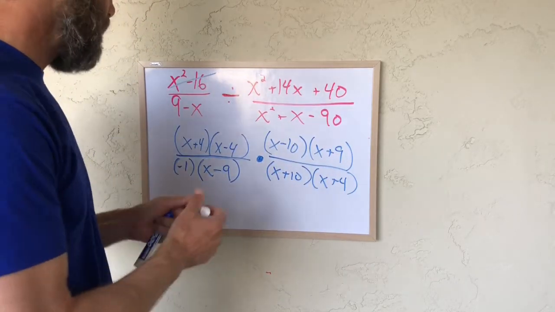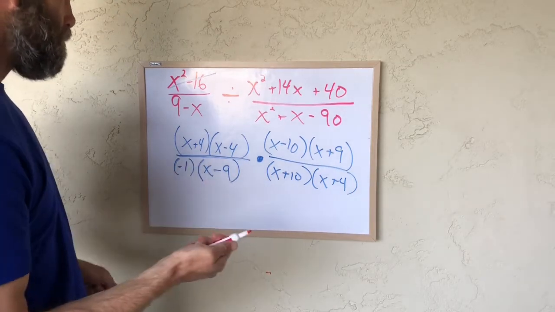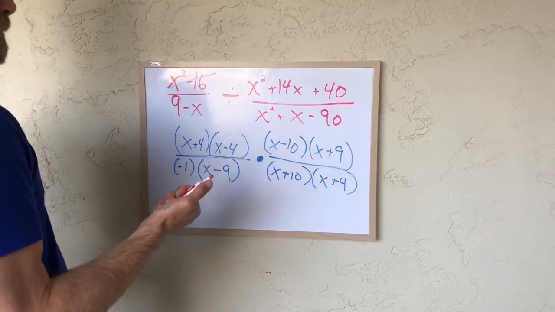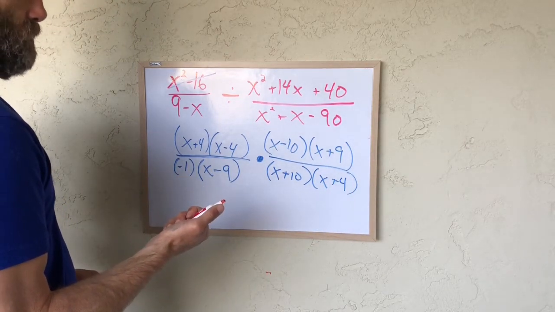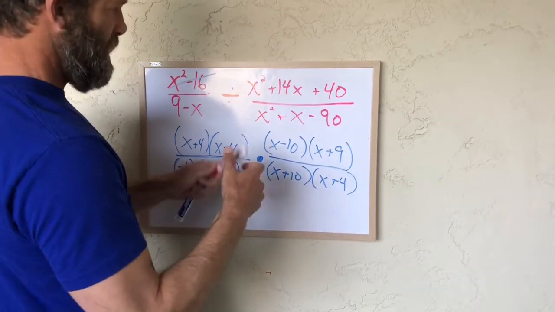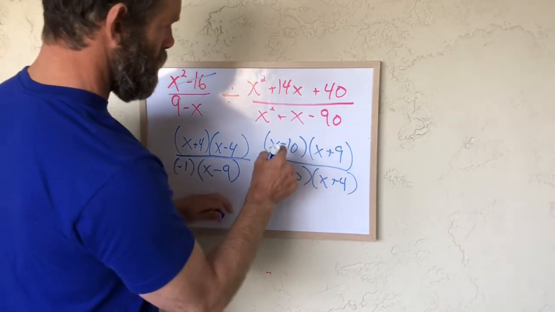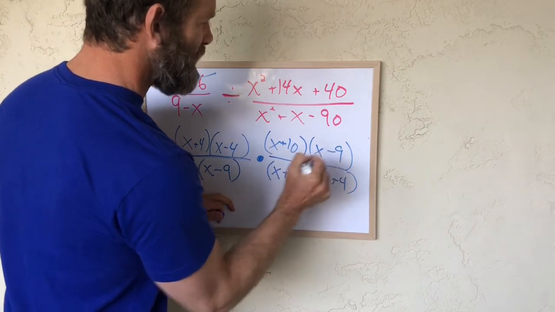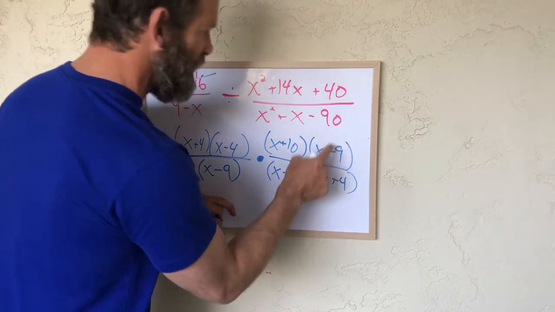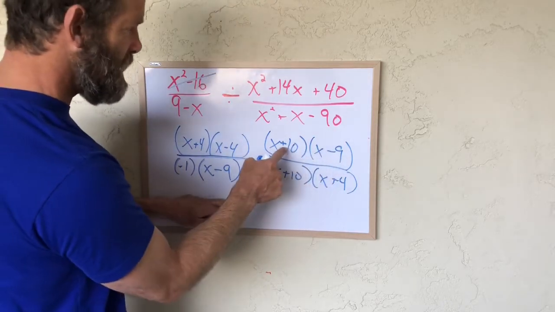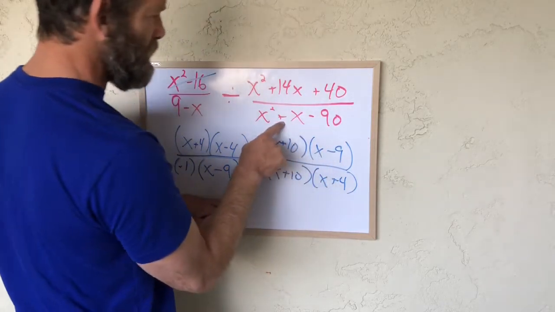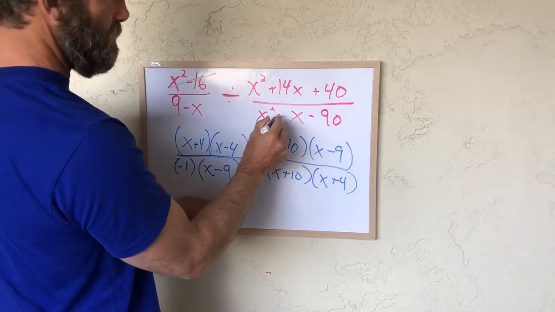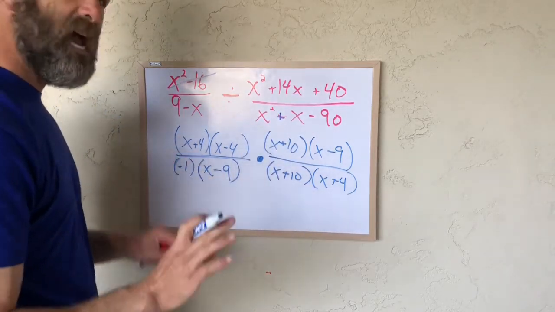Now I'm going to cross cancel. Look. Oh, sorry, there's one thing that I did wrong. This is a positive 10, and this is a negative 9, because 10 times negative 9 is negative 90, and 10 minus 9 is a positive 1. That's a plus.